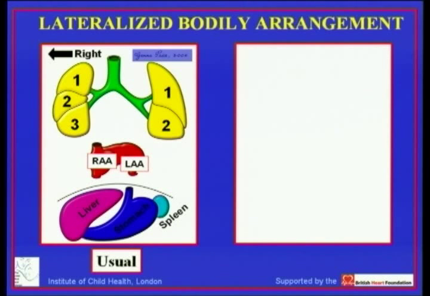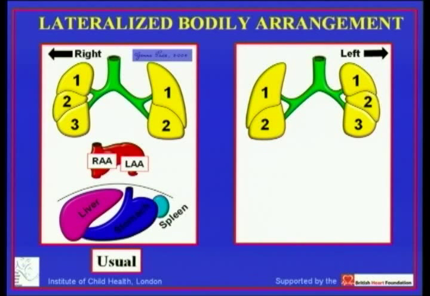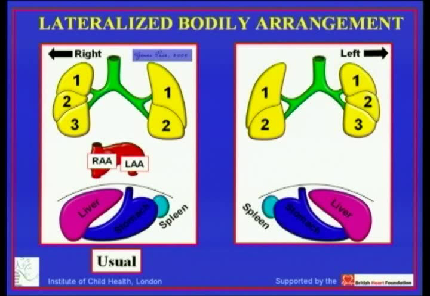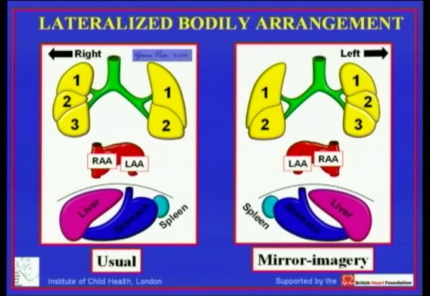And then in a minority of cases, we have the situation in which everything is mirror imaged. So the trilobed lung with its short bronchus is now left-sided, the bilobed lung with its long bronchus is right-sided, the abdominal organs are mirror imaged, as are the atrial appendages, and as we've discussed, we can call that mirror imagery, although I'm sure in most instances you will continue to describe it as situs inversus.